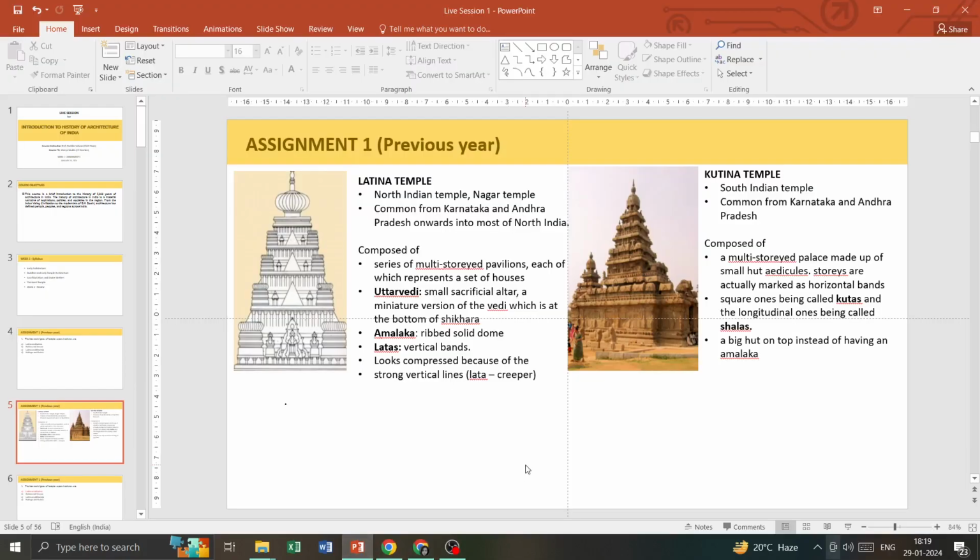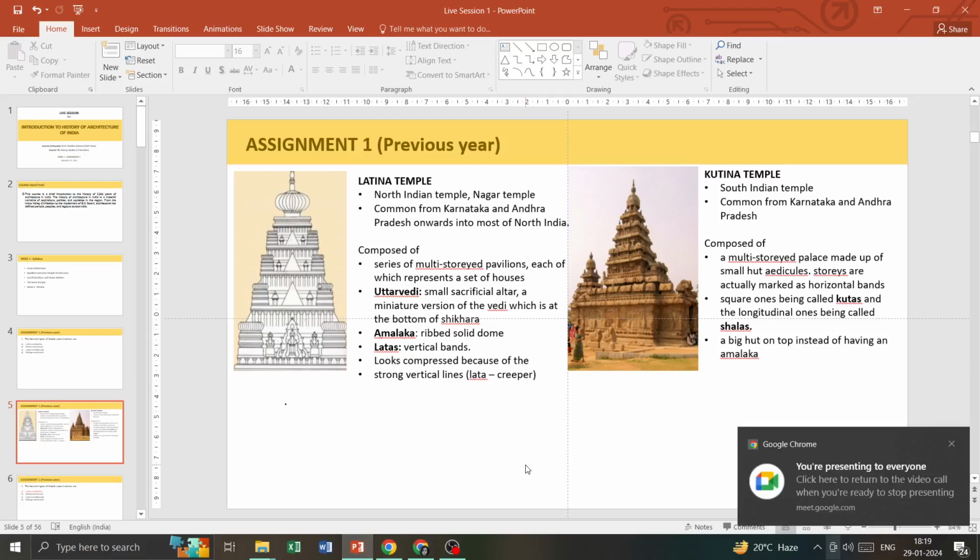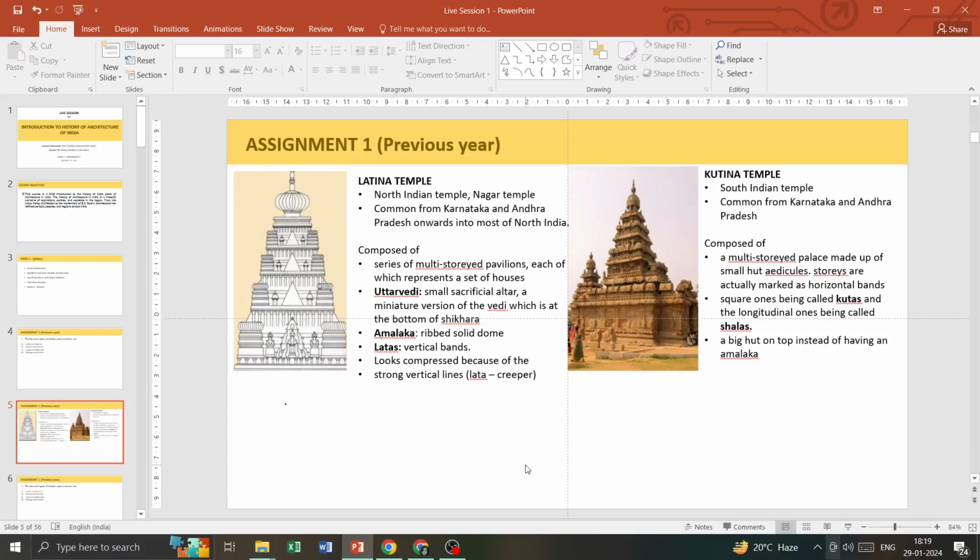So what happens in Kutina temple is there are two small units which are called kutas, which is a representation of a hut. A square hut is called kuta, and a long or rectangular hut is called a shala. At each successive layer we have different kutas and shalas, alternating or maybe a combination of them. So you can see small huts at each of these pavilions.